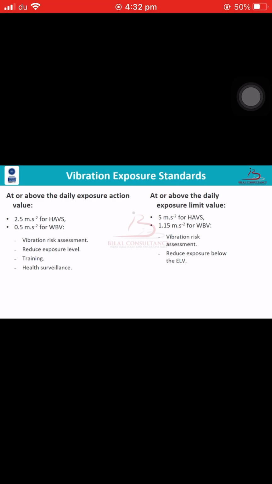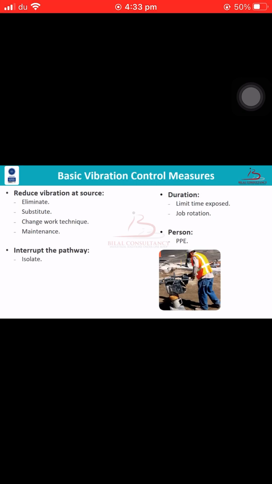Just keep in mind that if action values are exceeded, we need to apply different control measures to keep the values below the limit values. And if the limit values are reached, we need to immediately reduce exposure below the exposure limit value. So this is the main difference between the exposure action value and exposure limit value. Now we will discuss how we can reduce, interrupt, or eliminate vibration related hazards and risks at our workplaces.